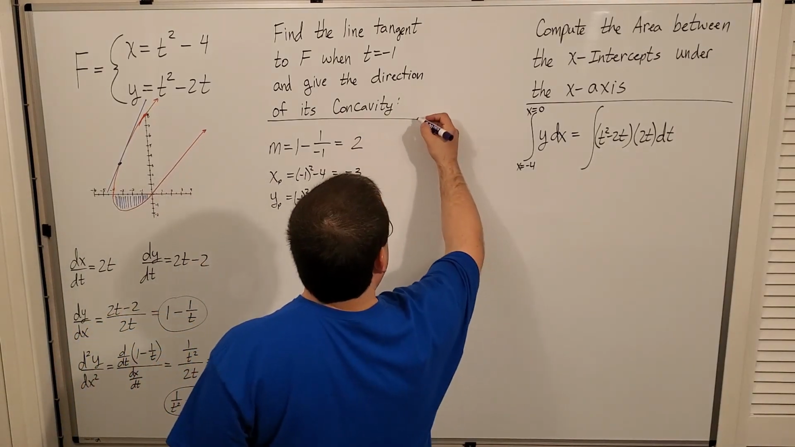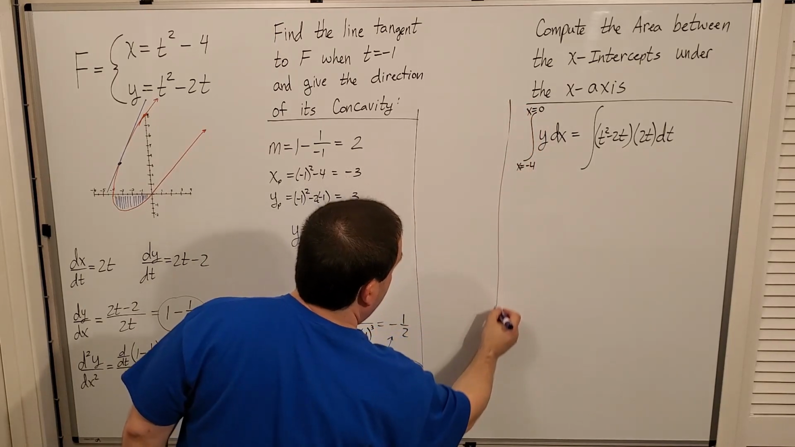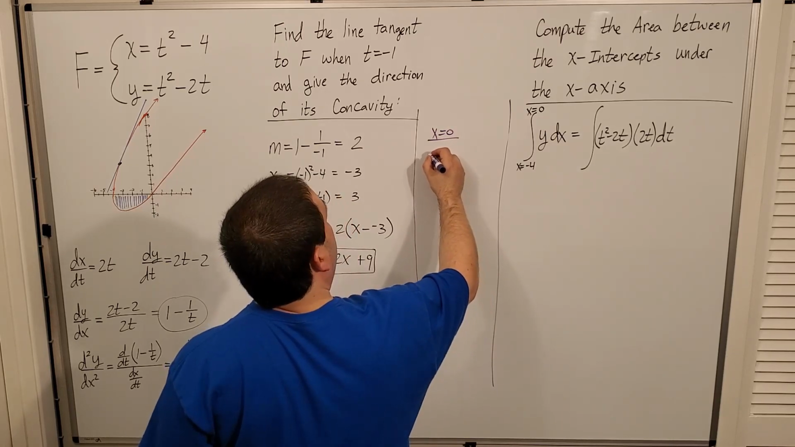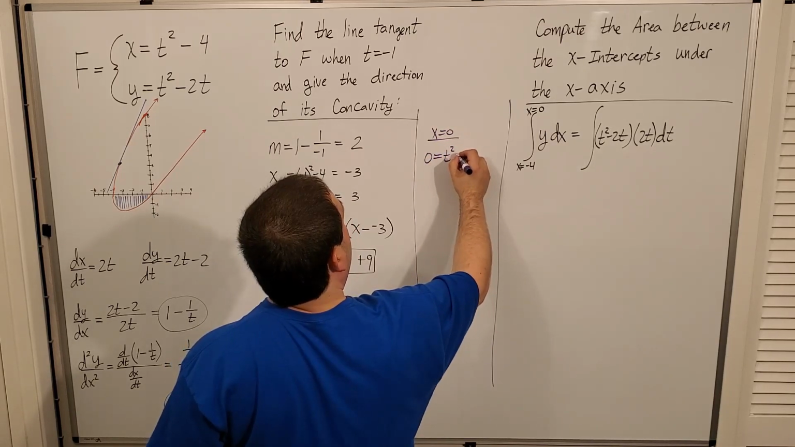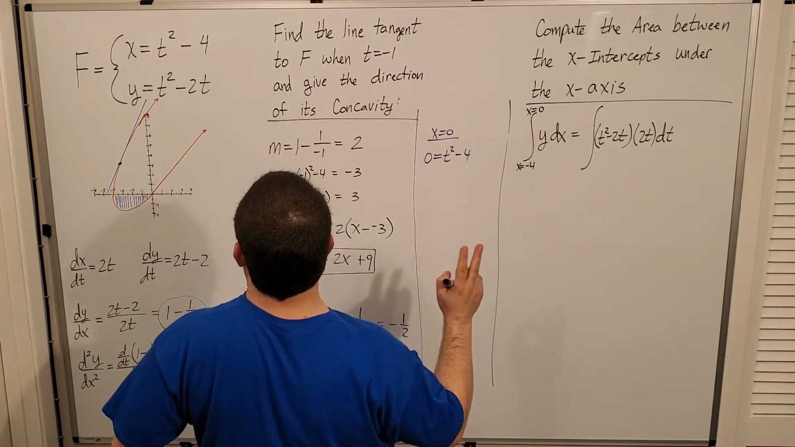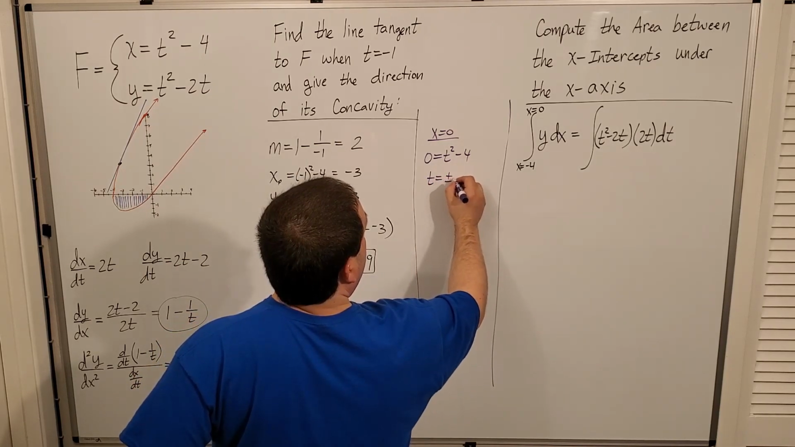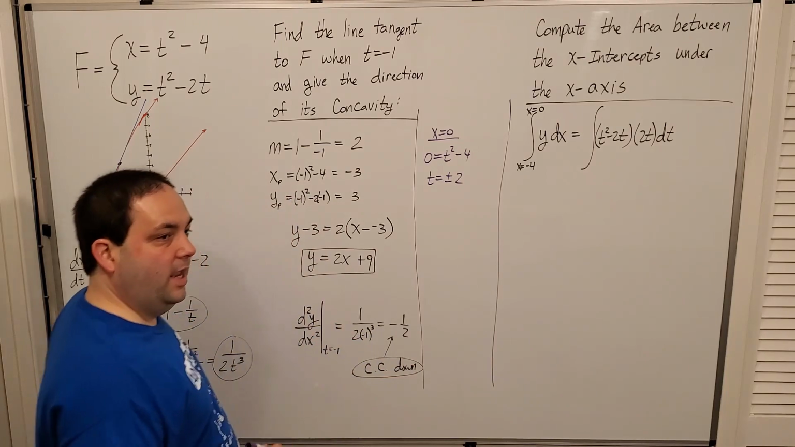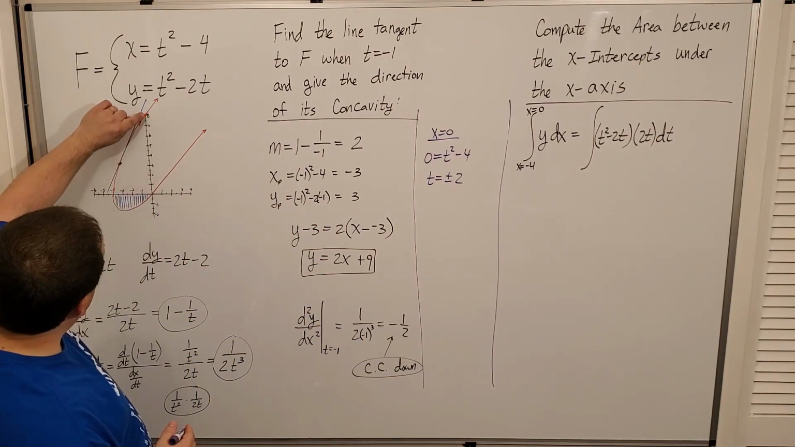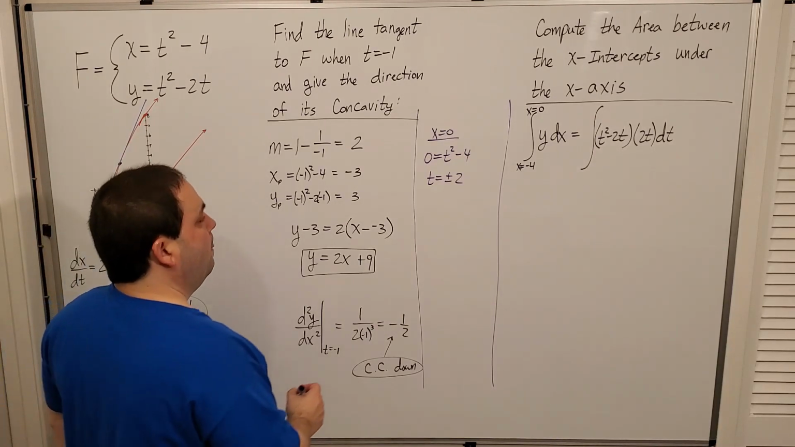I'll just separate this out for a second. When x is 0, I have 0 equals t squared minus 4. Of course, this is giving me two different t values. This is going to give me t is either plus or minus 2. So there's a little bit of ambiguity there. But notice there are 2 points. It's down here and it's up here. So we need to know which one is which.